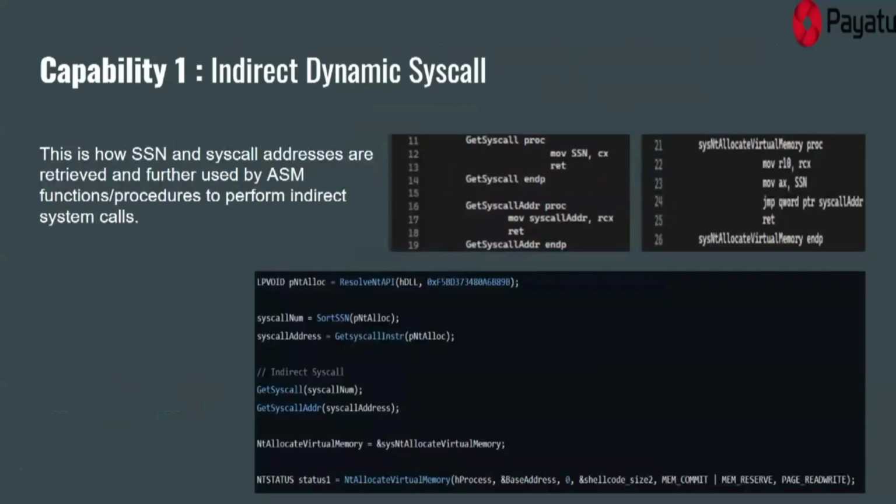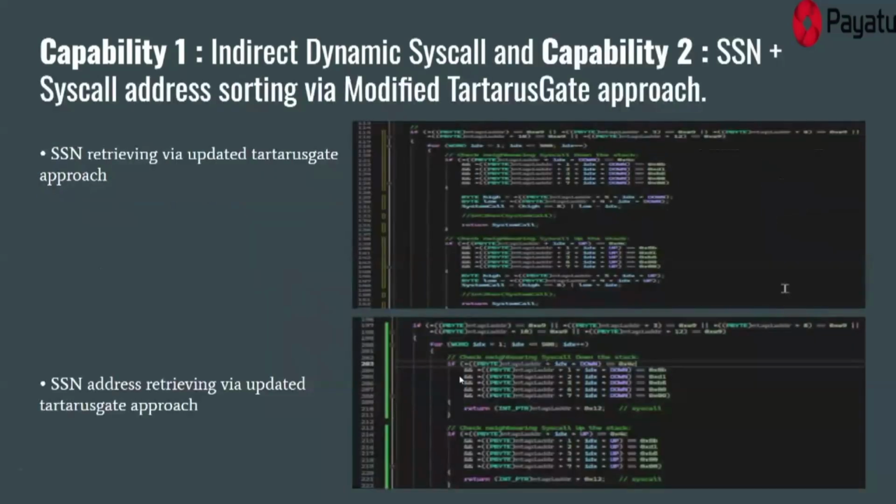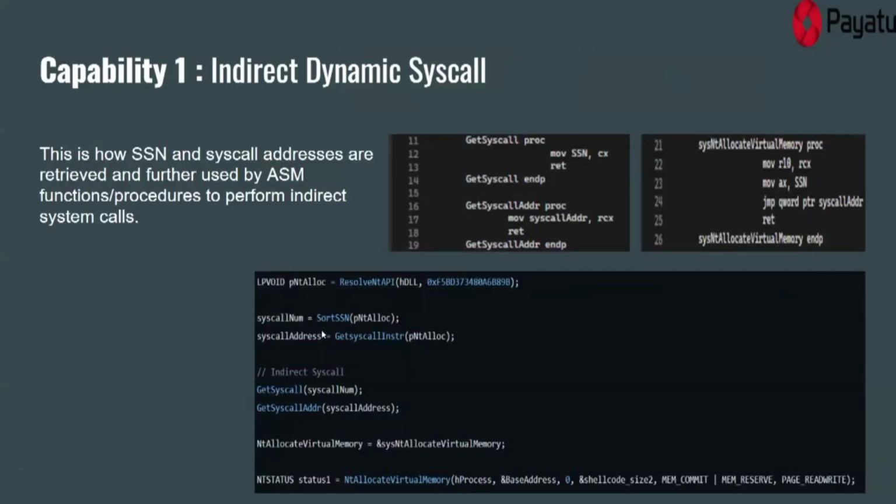So capability 1: these two snippets help us retrieve the SSN as well as the system call address via the updated TartarusGate approach. Those two snippets are basically two functions. You can see here, this is the sort SSN and sort syscall address, syscall instruction. With this, we are able to get the SSN number and syscall address. After retrieving those, we pass those values to this assembly procedure, which stores them within these two variables, SSN and syscall address. After storing that, this assembly procedure is executed, and then the indirect dynamic system call is actually performed.